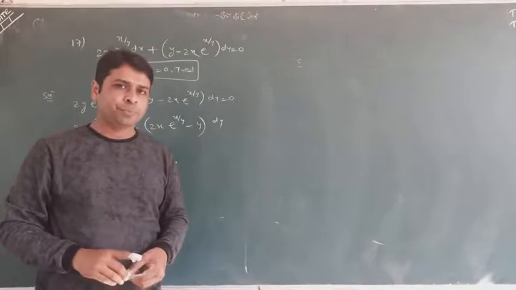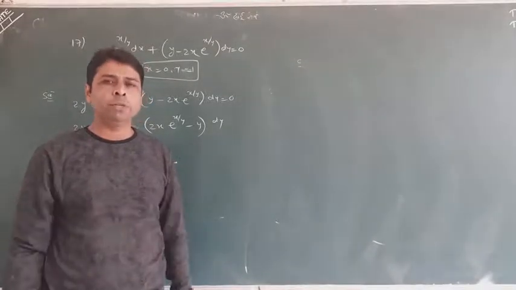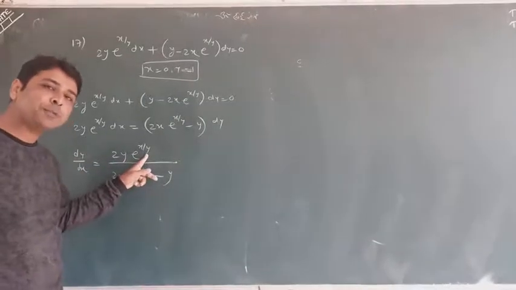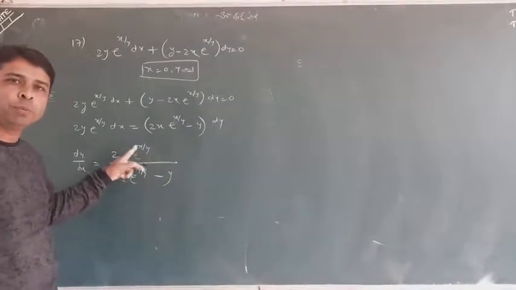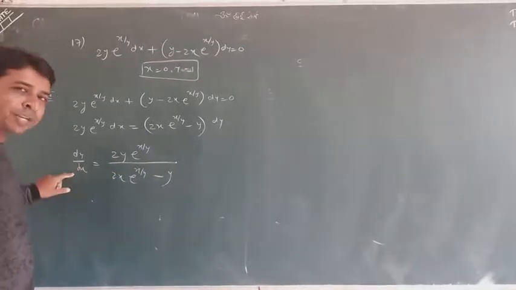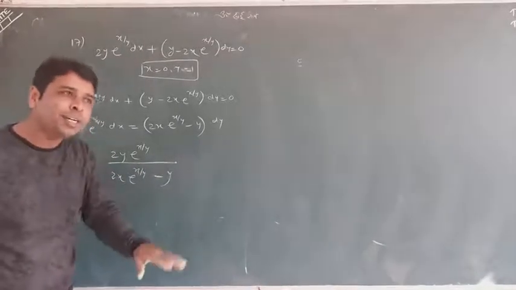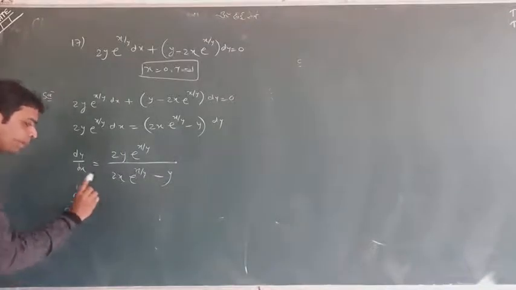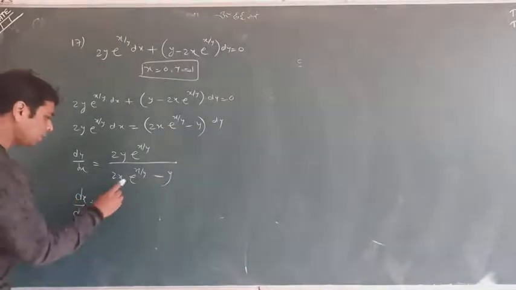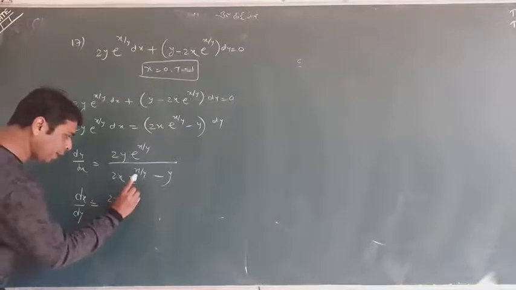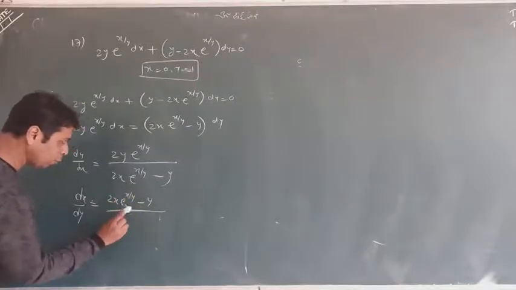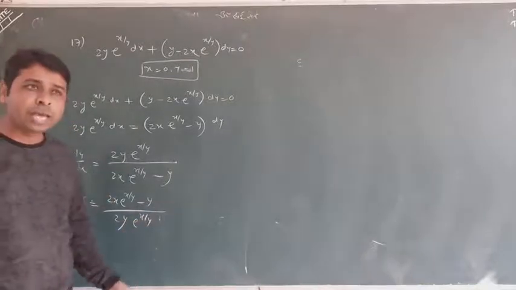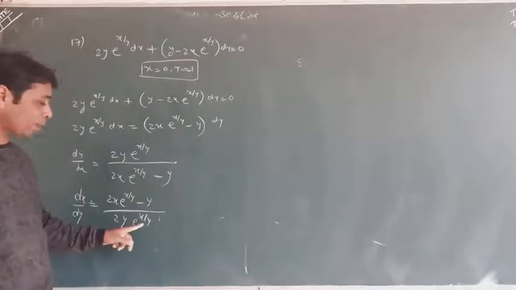This has come. Now the thing I want to tell you is that this is an x by y. Whenever x by y is appearing in the question, you make dx/dy, not dy/dx. You can turn dy/dx into dx/dy just by taking the reciprocal. So this is going to be dx/dy = (2x e^(x/y) - y) upon 2y e^(x/y). You have done the reciprocal. Why did I do so? Because x by y was coming.